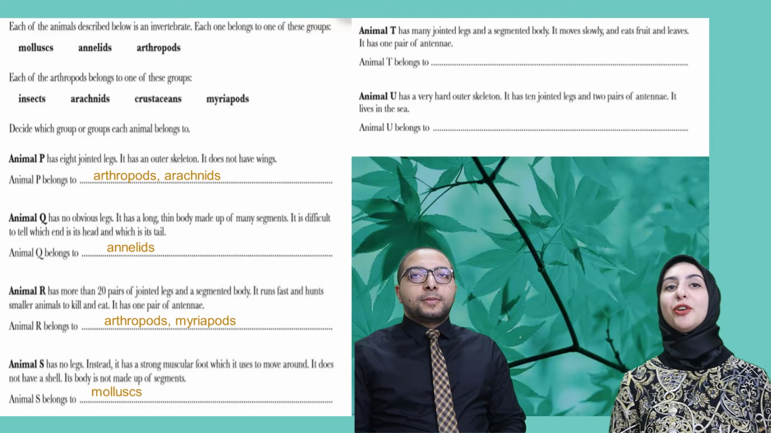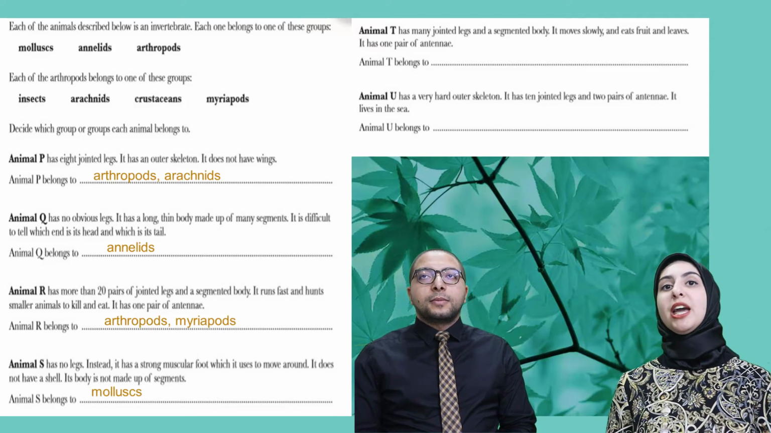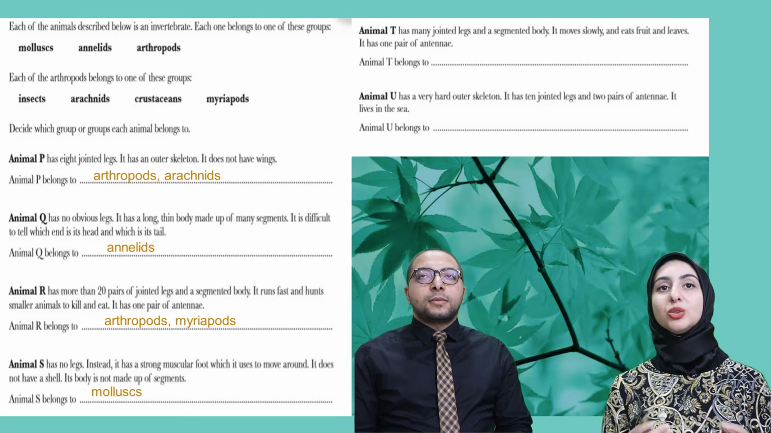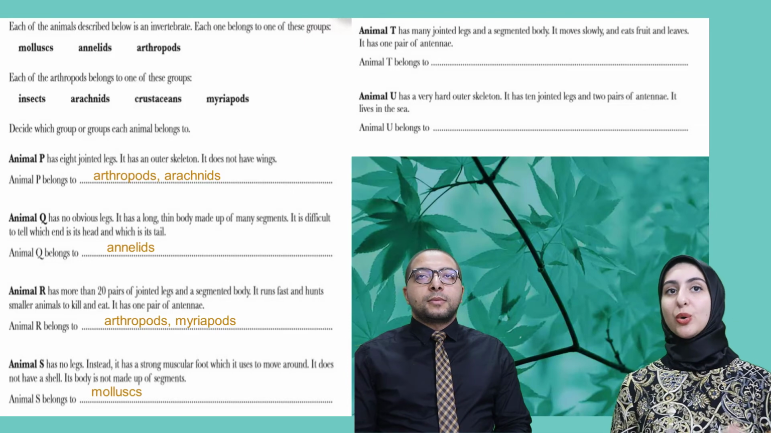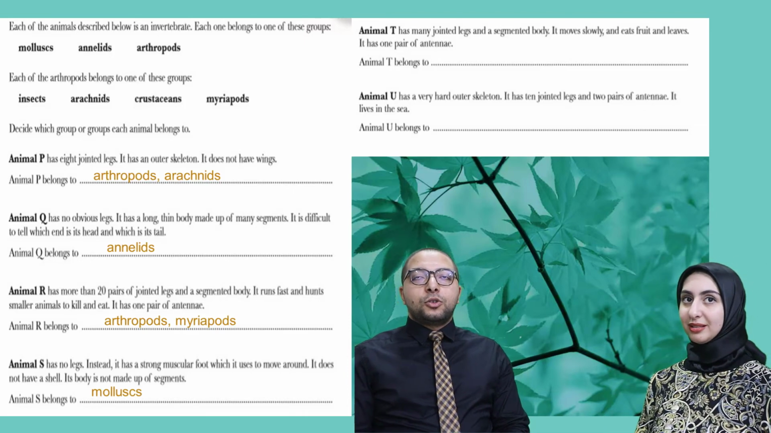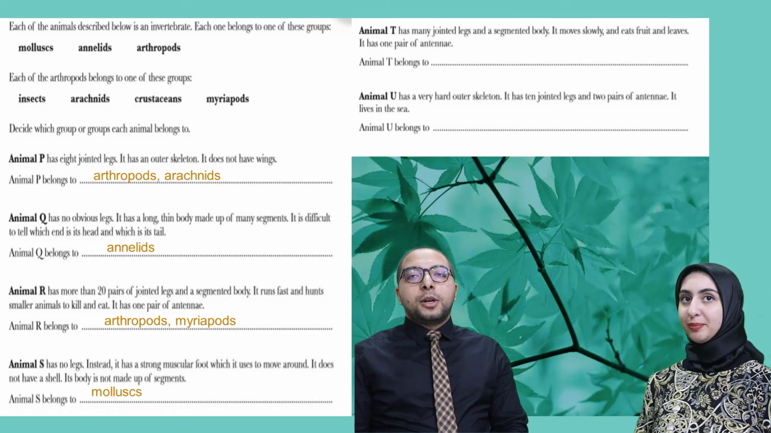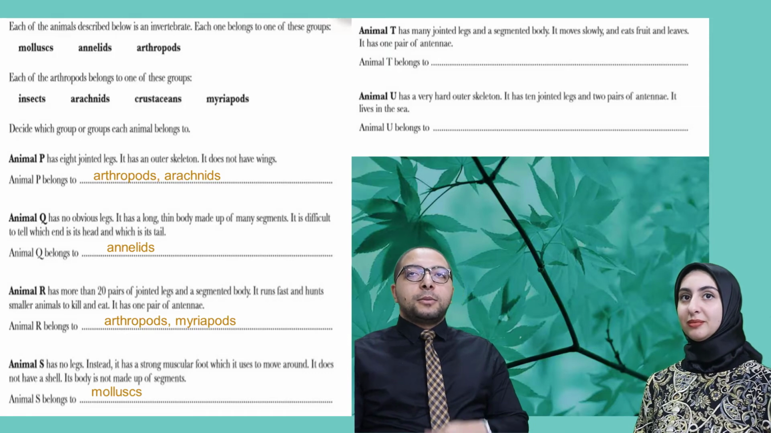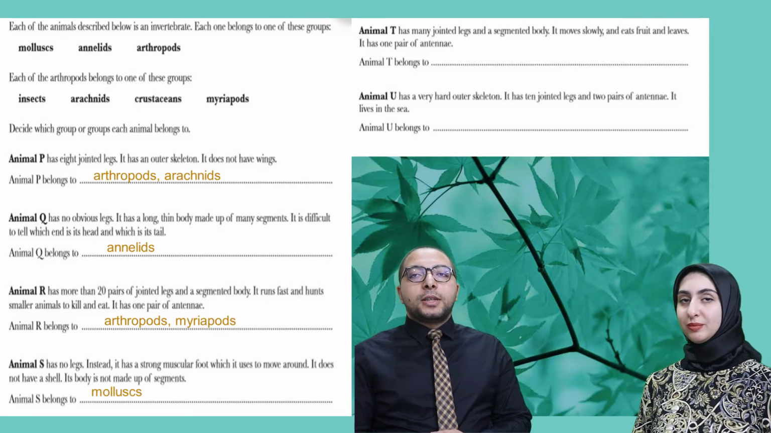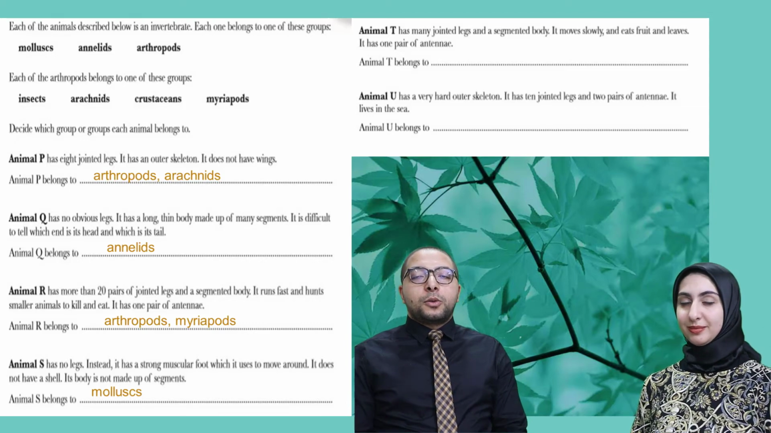Exactly. Okay, animal T has many jointed legs and a segmented body. It moves slowly and eats fruits and leaves. It has 1 pair of antennae. So animal T is? As we have discussed earlier, it has jointed legs and a segmented body, so that's mainly myriapods. Keep it in mind: segmented body, jointed legs, and 1 pair of antennae. All of these characterize the myriapods among the other arthropods.